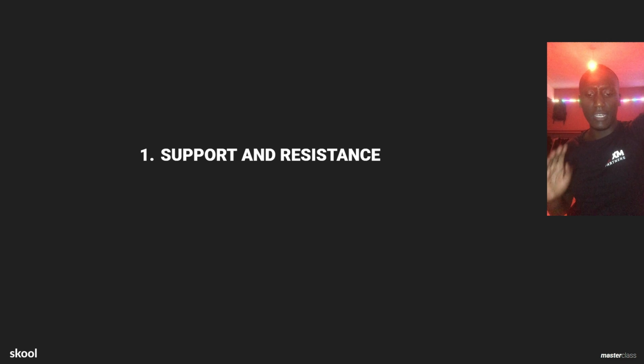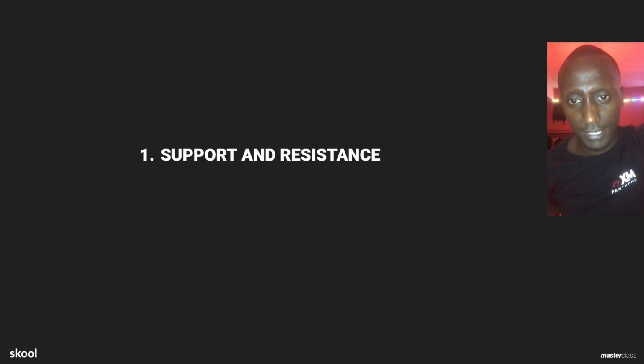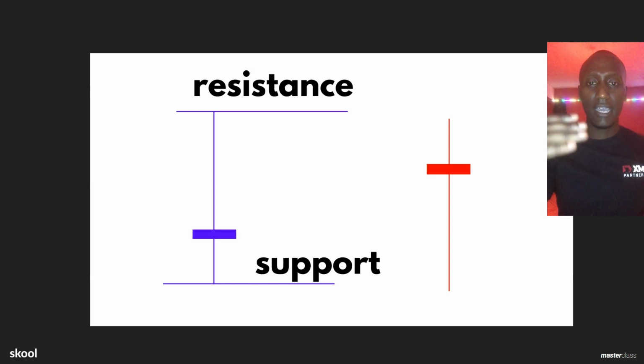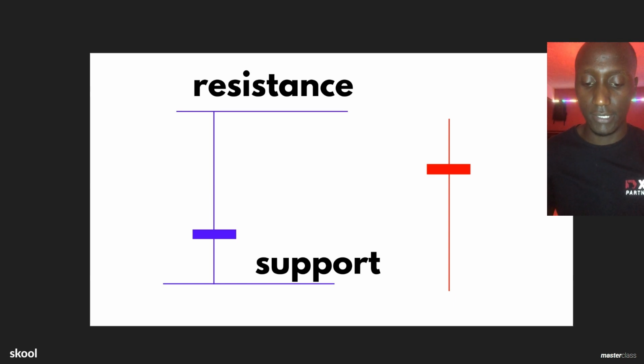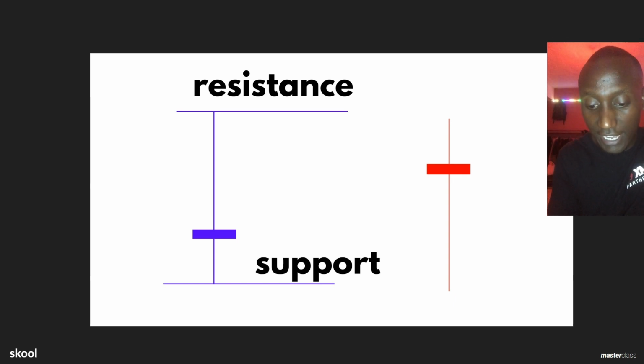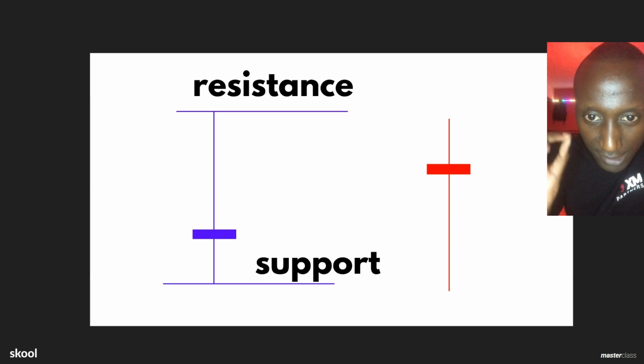Anyway, number 1 is support and resistance. So we talked about the high and the low, but in reality, the high and the low are just support and resistance. If you think about it, if this is a 4-hour candle, if you go to the 5-minute, the area of resistance and support is usually the high and the low of that candle. So understanding support and resistance is the first step.